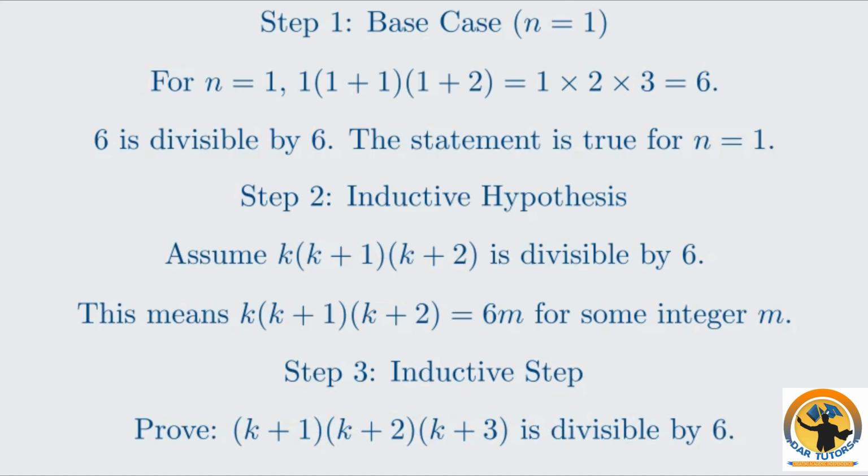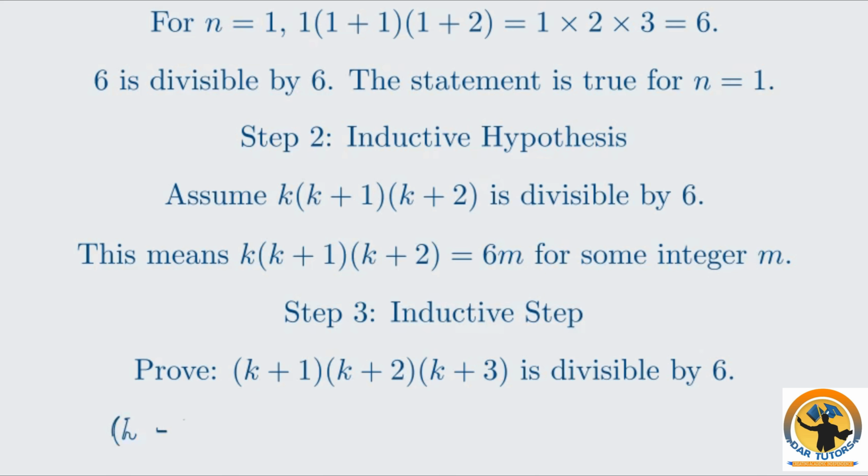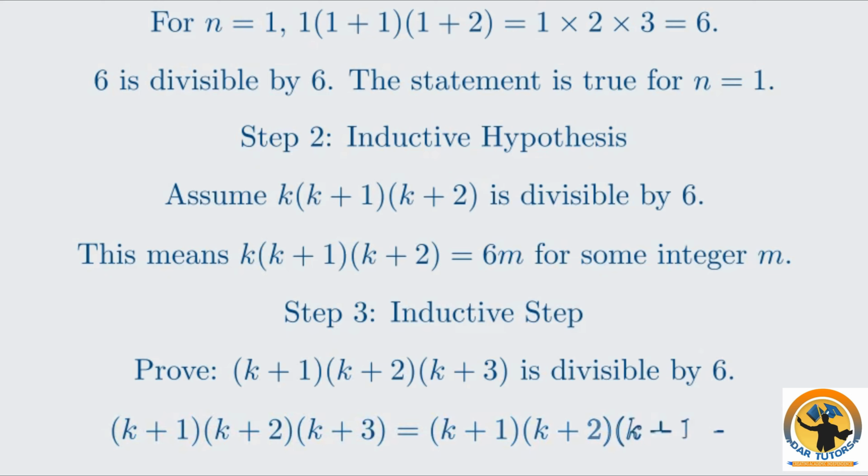Our goal is to show that the quantity k plus 1 times the quantity k plus 2 times the quantity k plus 3 is divisible by 6. We start with the expression for n equals k plus 1 and try to manipulate it to use our inductive hypothesis. The expression is (k+1)(k+2)(k+3). We can rewrite the term k plus 3 as k plus 1 plus 2. Now, we can distribute the term k plus 1 plus 2.